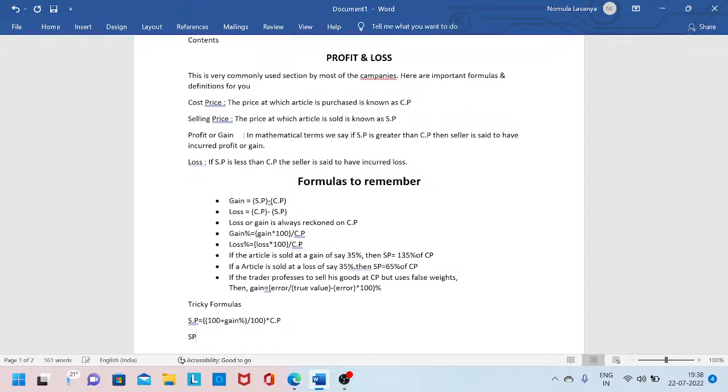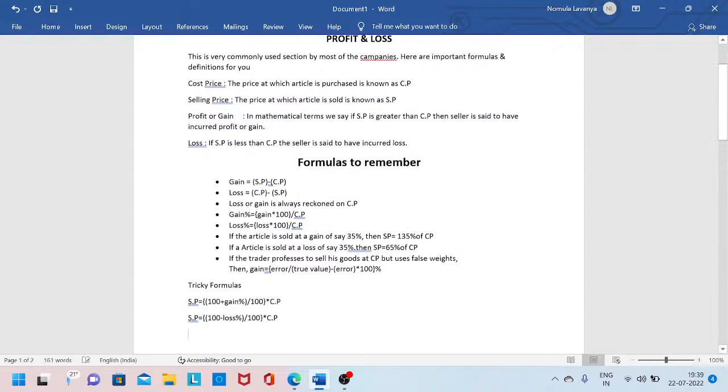Next is CP, again SP equals (100 minus loss percent) slash 100, into cost price. These are the tricky formulas, see carefully. These are all tricky formulas which I am saying now.